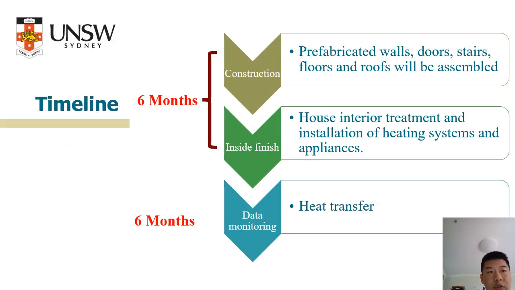In order to achieve energy saving and emission reduction, this passive house uses technologies such as fresh air systems, prefabricated walls, doors, rainwater recycling, and more. The first 6 months of the project will focus on construction and inside finish, and the following 6 months will be monitored for data, 12 months in total.